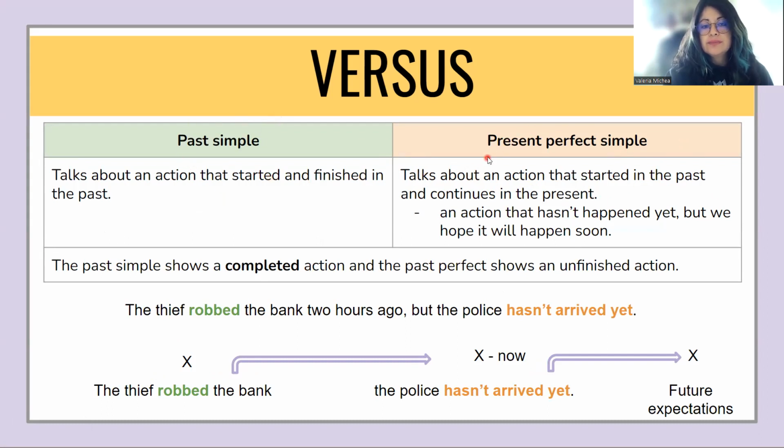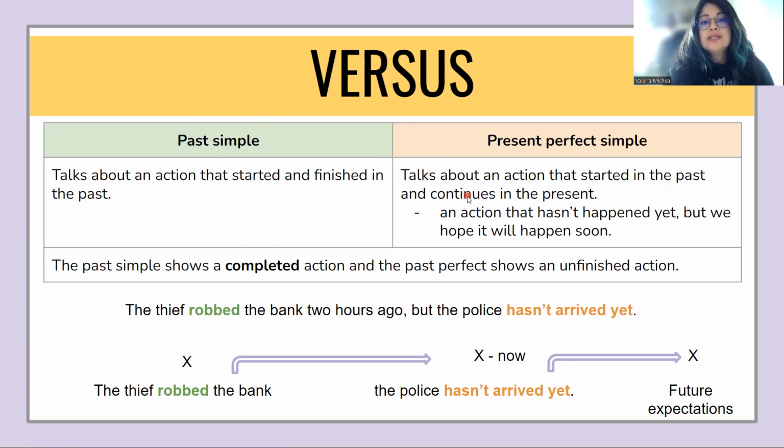Let's see. The past simple, you already know this, talks about an action that started and finished in the past. It's over, it's completed. Whereas the present perfect simple talks about an action that started in the past and continues to be true in the present.